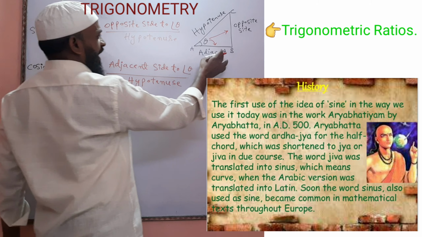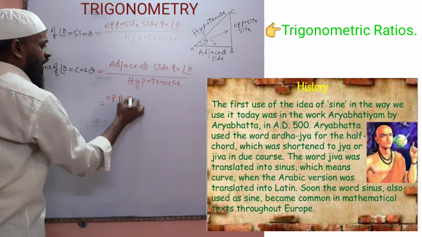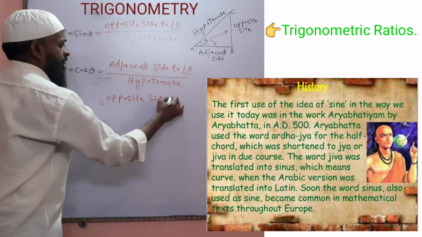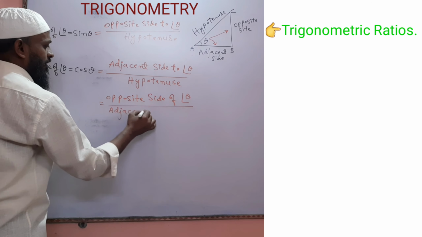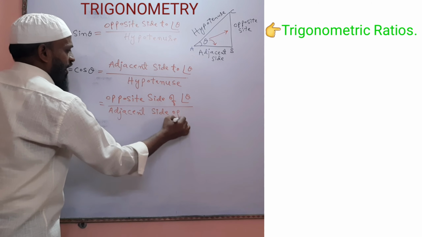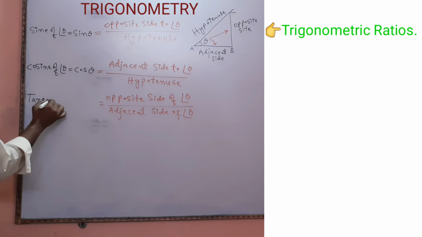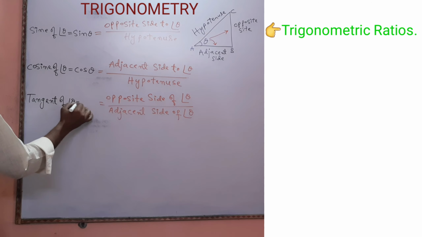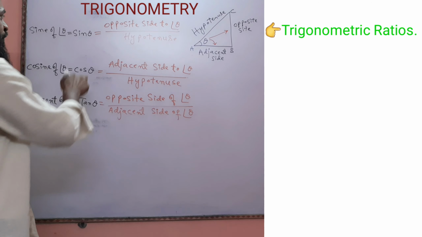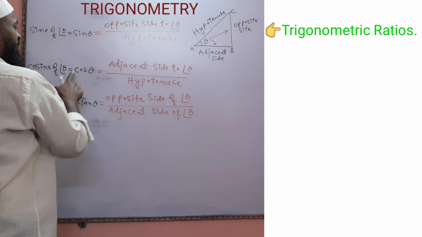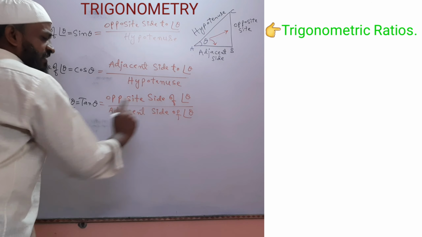Next, if we compare another two sides, the opposite side of angle theta by the adjacent side of angle theta, this comparison is called tangent of angle theta, simply says tan theta. So these are the trigonometric ratios. First one, sin theta, opposite side by hypotenuse. Second one, cos theta, adjacent side by hypotenuse. Third one, tan theta, opposite side by adjacent side.